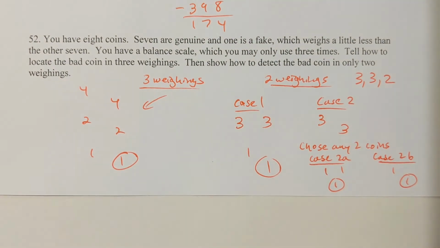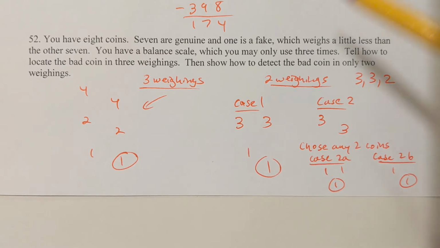Problem 52. You have 8 coins, 7 are genuine, and 1 is a fake, which weighs a little less than the other 7. You have a balance scale, which you can only use 3 times. Tell how to locate the bad coin in only 3 weighings, and then show how to detect the bad coin in only 2 weighings. Okay, so 3 weighings isn't bad at all.